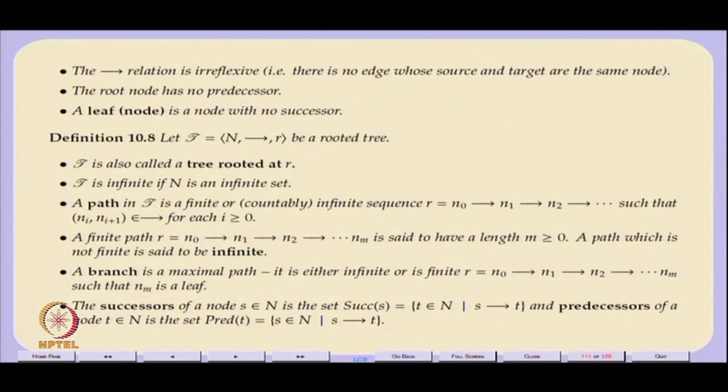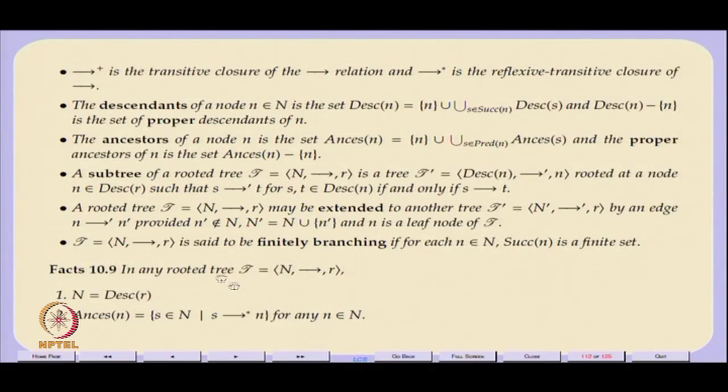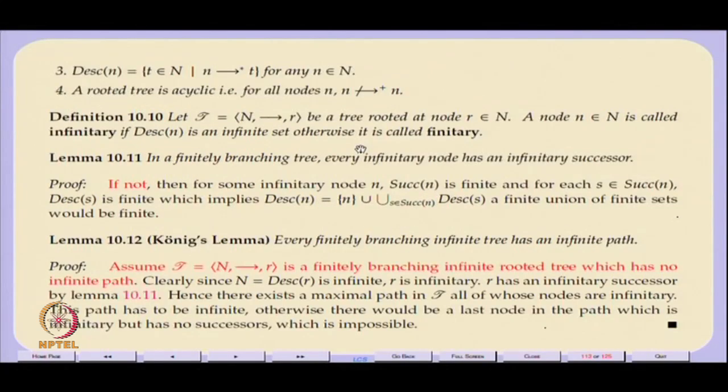And then we have the usual notions like successors of a node, predecessors of a node. And since the edge relation is irreflexive, we can consider the transitive closure of the edge relation, and we can consider the reflexive transitive closure of the edge relation, and those will be represented as arrow plus and arrow star respectively. And you can talk about the descendants of a node, which I will represent by DAC. We can talk about ancestors of a node, and of course, the root node has no ancestors.